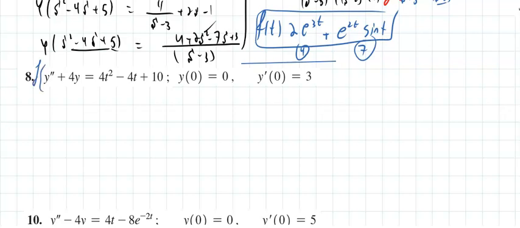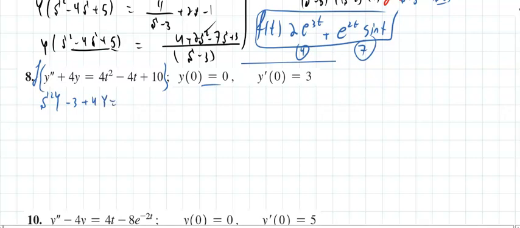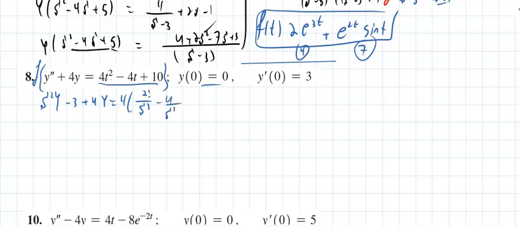If I apply that Laplace on a polynomial, this will be s squared y. That's a 0. That's good. So that disappears, and minus 3 plus 4y equals. Now the Laplace applied on this, that's 4 times, this is over s cubed, that's a 2 factorial, minus 4 over s squared plus 10 over s.